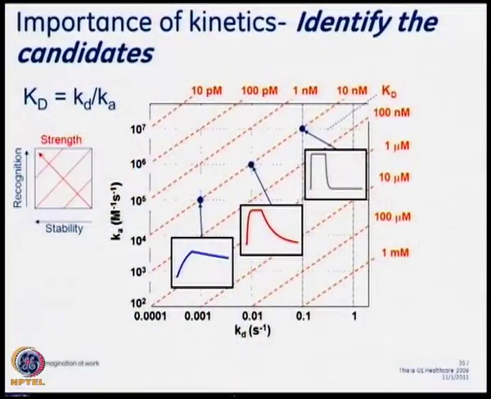So if you look at this slide, now here on this slide, you have 3 interactions which are captured. You have interaction 1 which is captured in blue, interaction 2 which is captured in red, and interaction 3 which is captured in black. The important thing about all these 3 interactions is that all these 3 interactions have the same affinity. They have varying K on and K off, but they have the same affinity.